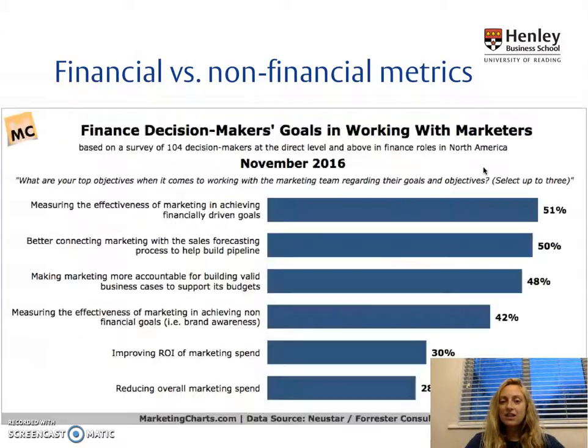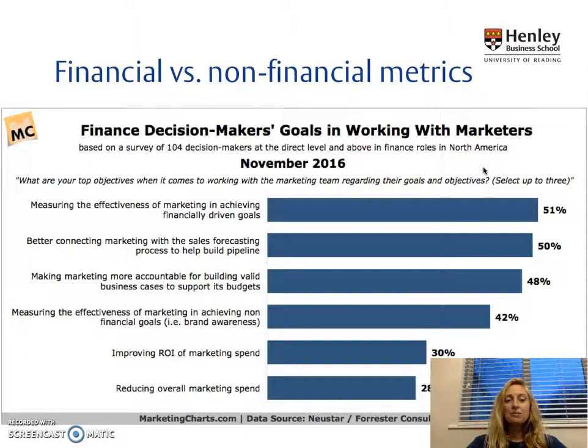I found some interesting research to share with you, and this is what finance directors really want from marketeers. Finance decision makers' goals in working with marketeers, based on November 2016. The question was, what are your top objectives when it comes to working with marketing team regarding their goals and objectives? Among the top three were measuring the effectiveness of marketing and achieving financial driven goals. So they were saying that the most important thing they want from marketeers is to be able to prove their value. They say we want many more things, but this is the key.